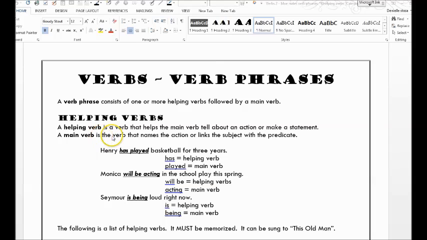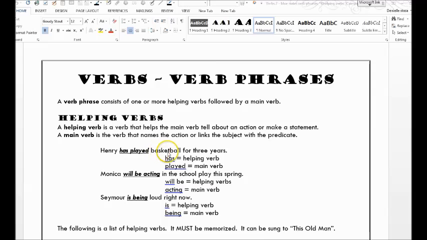The main verb is what decides if it's an action or a linking verb phrase. And it functions the same way as a single word would. If the main verb is describing an action the subject is taking, then it's an action verb phrase. And if the main verb is linking something in the predicate to the subject, then it's a linking verb phrase.